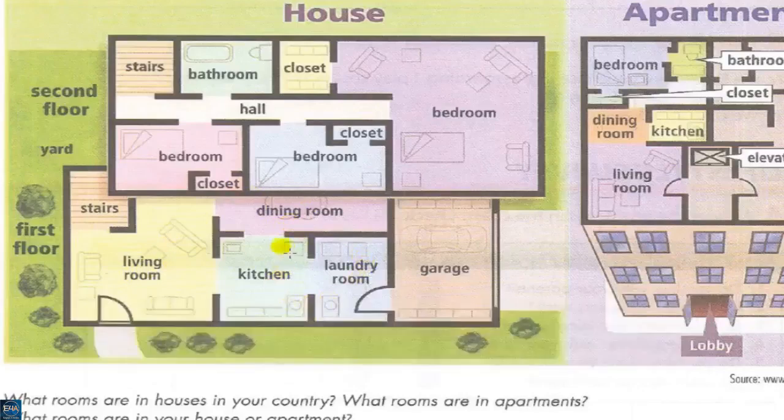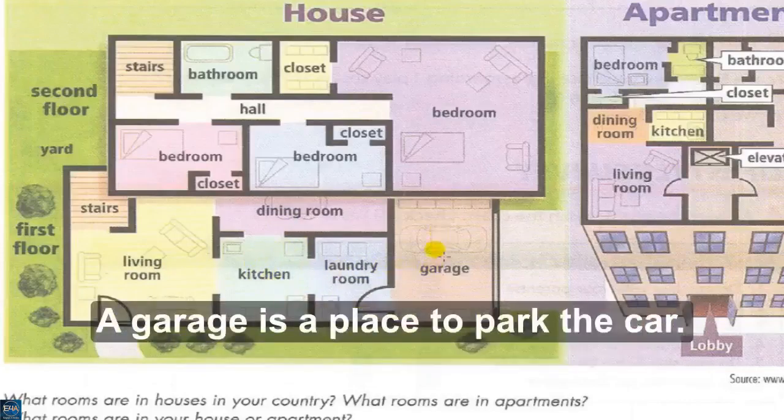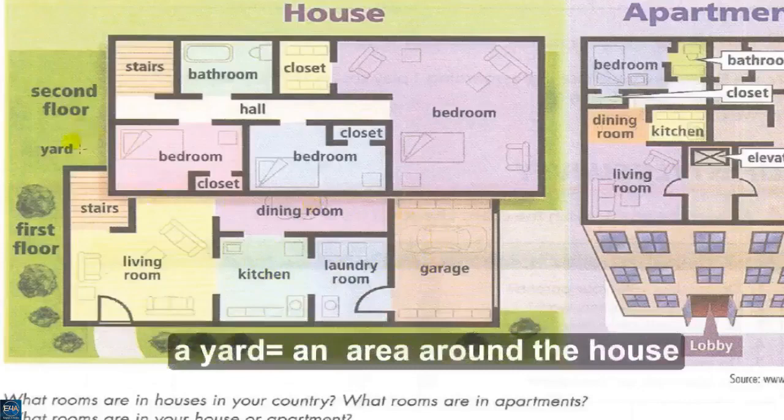Kitchen, a place for cooking food. Kitchen is a place to cook food. Garage, to park the car. Yard, what's yard? Yard, area around the house. This is yard, an area around the house. Small garden around the house.